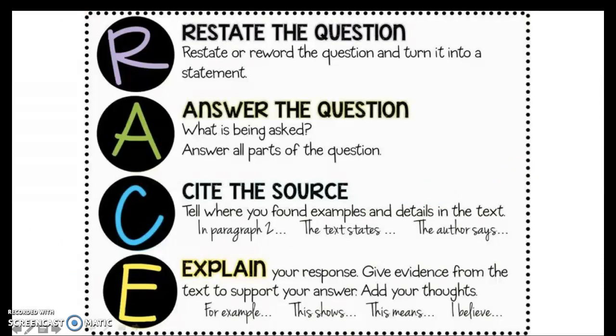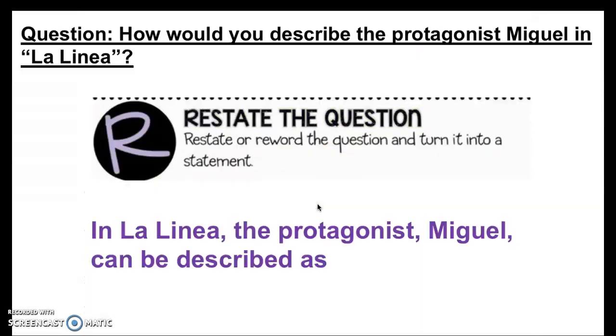And remember, we're going to restate the question. We're going to answer the question. We're going to cite the source, and then we're going to explain. So let's get started with our first question. So the question is, how would you describe the protagonist Miguel in La Línea?